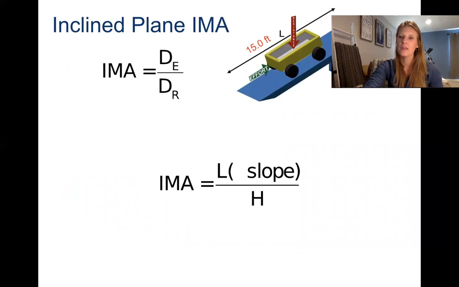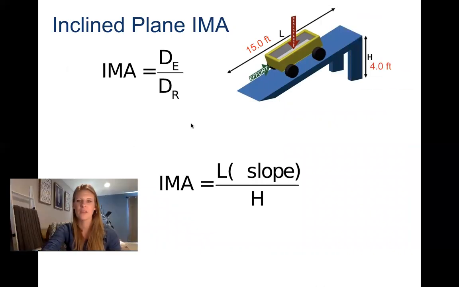So in this one, here is an image that we're going to look at. The way that we would calculate our IMA is by your distances, right? It's the distance of the effort over the distance of the resistance. Your effort is being applied here to this wagon. That's where your effort is. So the distance that you are traveling is actually this right here, 15 feet to get to the end here. The resistance, what this is actually applying down, is actually this height right here to the top, which would be your 4 feet.